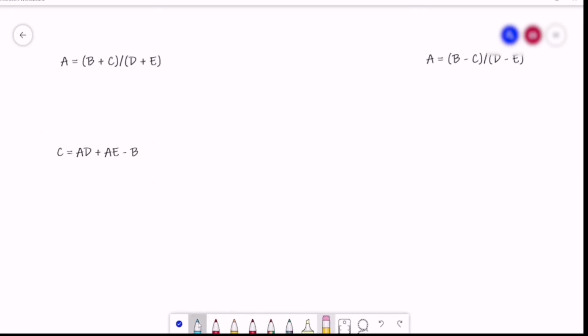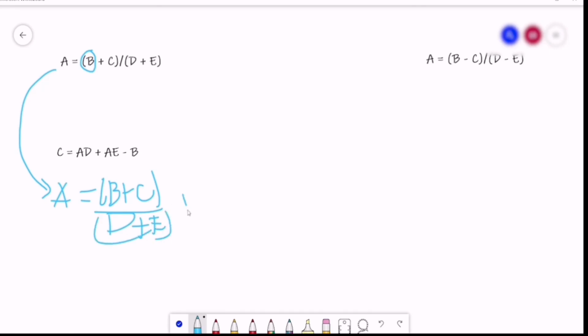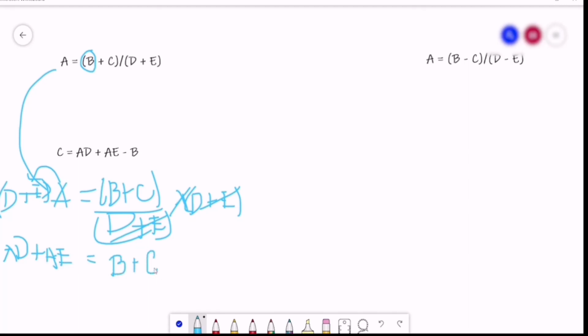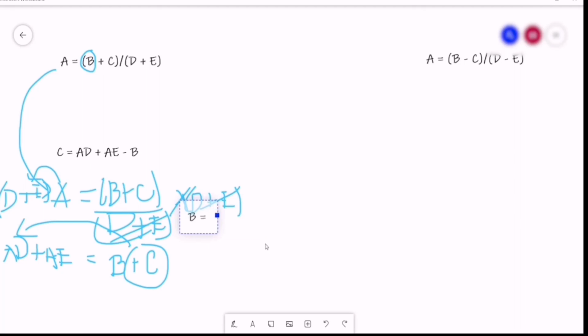Next is when b is missing. So whenever b is missing, same thing, we have to eliminate the denominator first. And now since b is the only one missing this time, we have to move c towards the left side of the formula, causing it to become negative. Alright, so I'm just gonna type that here. We have here b equals ad plus ae minus c.